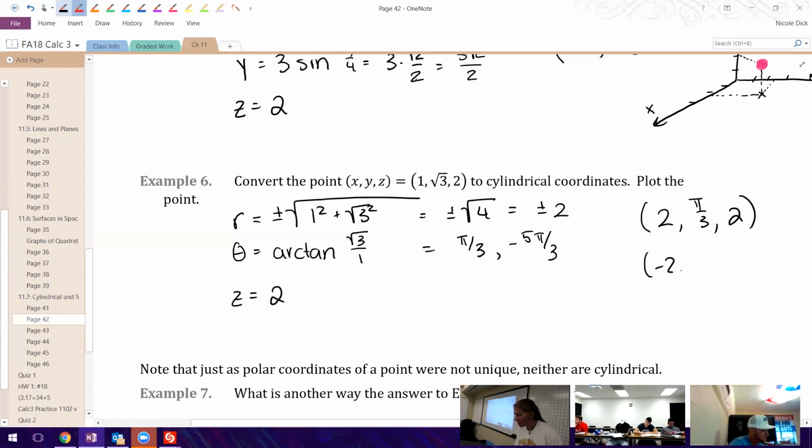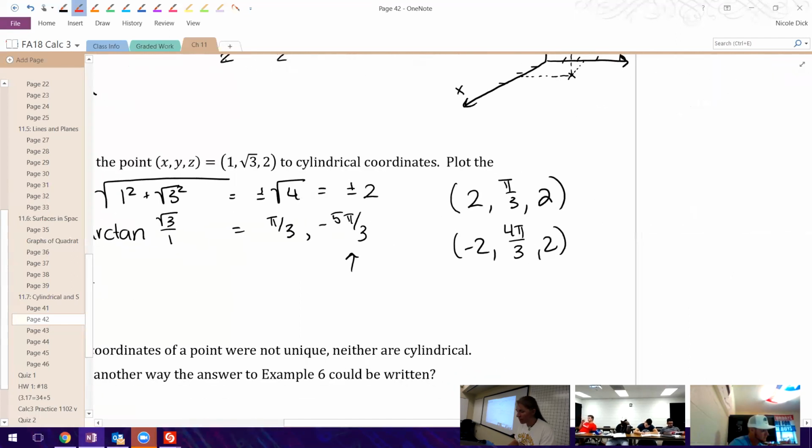I was a little deceiving just now. If we do a negative 2 for the radius, neither of these actually is the angle. What would be the angle if we do a negative 2 for the radius? The negative 5 pi over 3? No, it won't be this one. I heard some negative 4 pi over 3. Not even negative, just positive 4 pi over 3. So this should be another valid point for that.